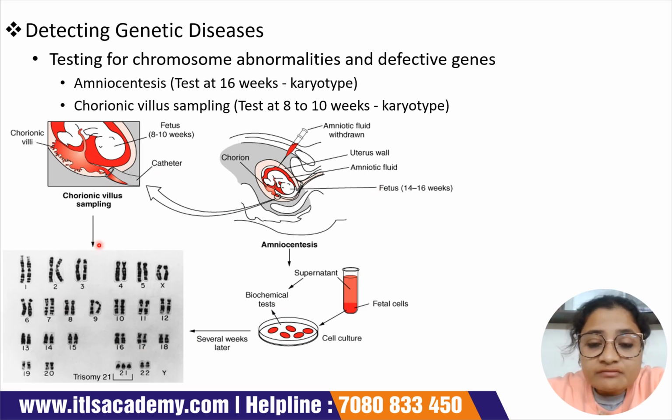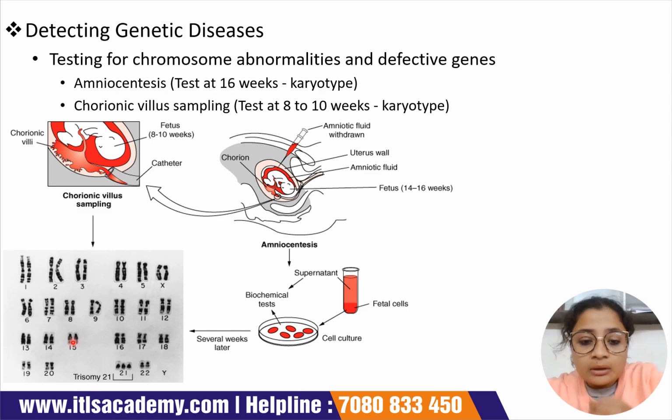So one is chorionic villus sampling and the other one is amniocentesis. Both these two types of testing of genetic disease will lead to the karyotype. Now what is karyotype? Karyotype is basically where we can get a picture of the different genes as distributed inside the body of that particular patient or that particular person who is suffering from that disease.